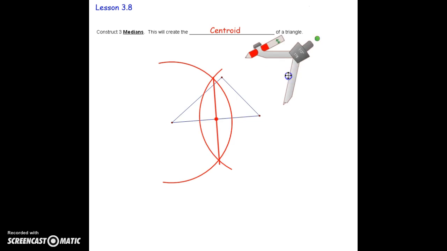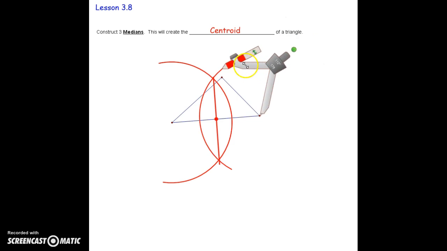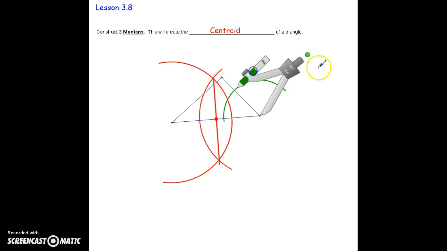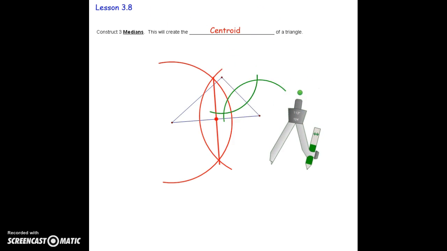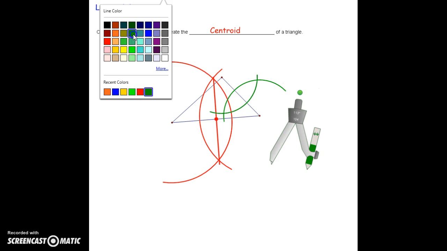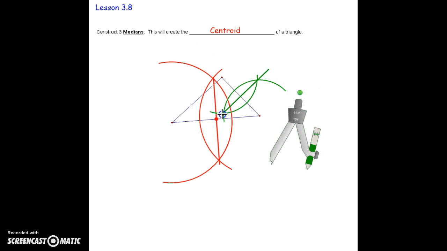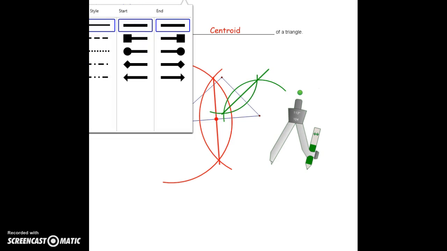Alright, I'm going to do that same thing on another side. Let's choose a different color here. Semicircle. Semicircle. And then I'll emphasize that midpoint as well.